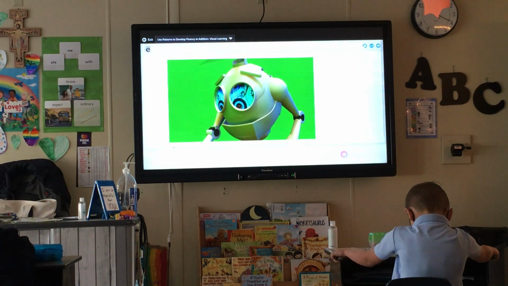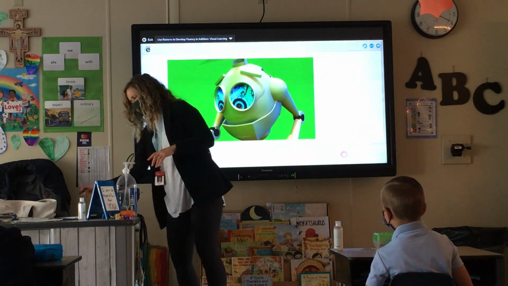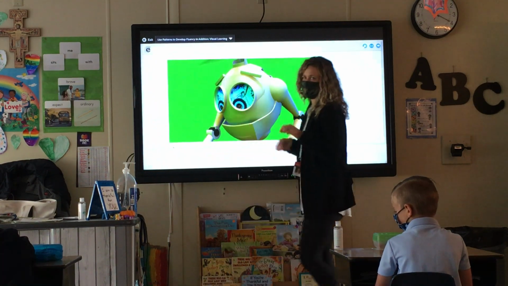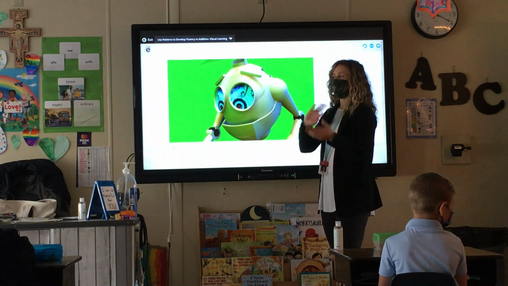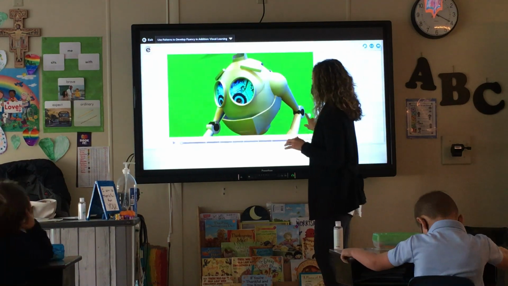Today we're going to use patterns to develop fluency in addition. Okay? So we're going to see some patterns with the numbers that we're using and in what order we're going to put them. Same numbers sometimes, but we're going to be flipping the order that we use them. Okay? Alright, so let's listen up.